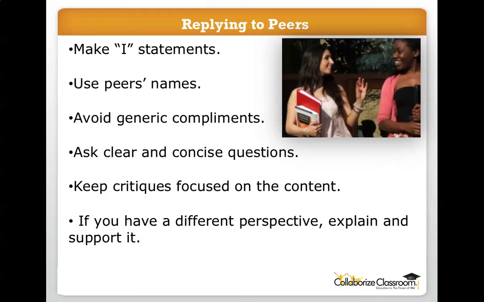Avoid generic compliments like, "Great job," or "I really agree with what you said." Okay, why was this great? What did you agree with, right? Get them to make it a little bit more concrete and refined, explain what they mean. Remind them to ask clear and concise questions so they don't cause confusion in the online space. And keep the critiques focused on the content, not the person who said what was said. Content, not the person. And if you have a different perspective, just explain and support that perspective.